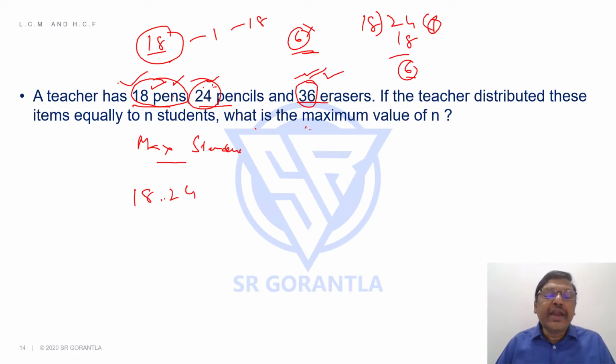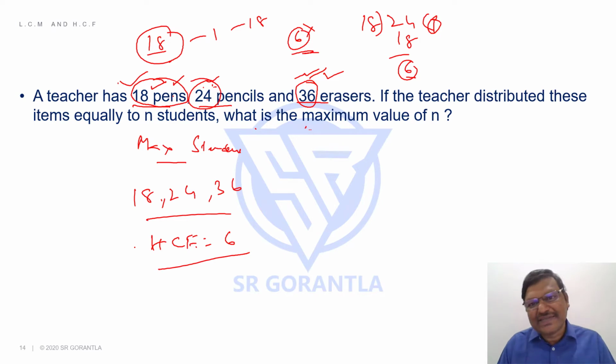Students, if you look at the HCF of 18, 24, 36, as I already told you how to do it, it will be 6. So 6 is the highest number by which you can divide all these three equally. You can see 6 goes 3 times, 6 goes 4 times, 6 goes 6 times. So my answer is 6. So this is a question of HCF. Like this, you get questions on LCM and HCF.